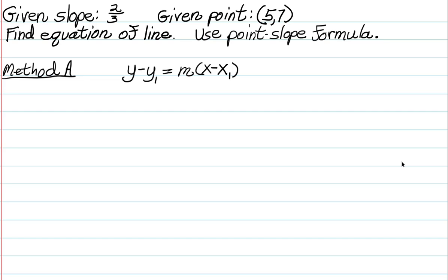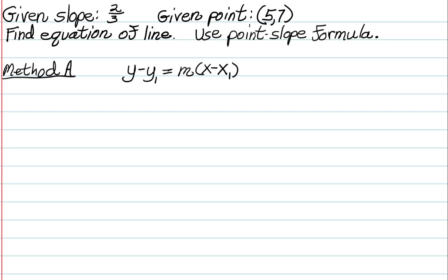What do you do when the slope is a fraction and you're finding the equation of a line using the point-slope formula? Well, we're about to discover that right now. There are two methods. I'm going to go over both. Here we go.